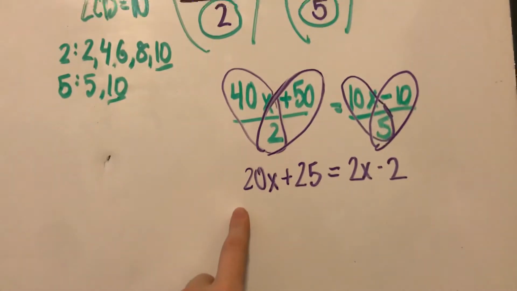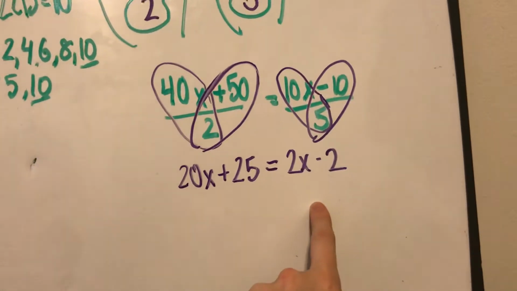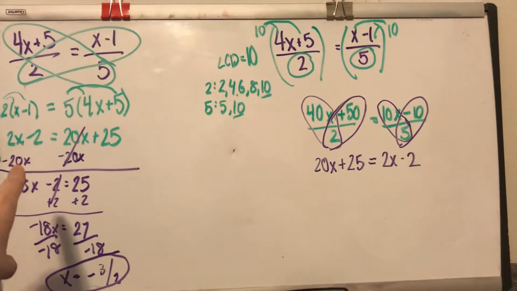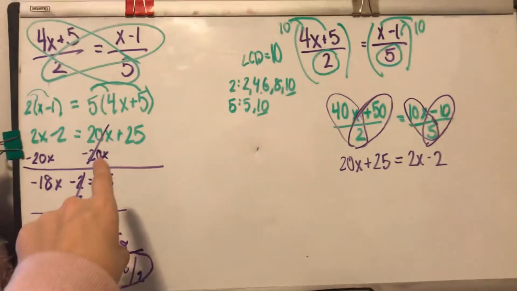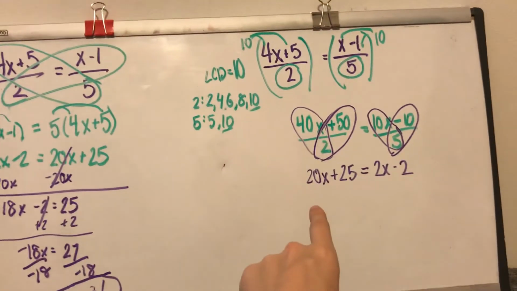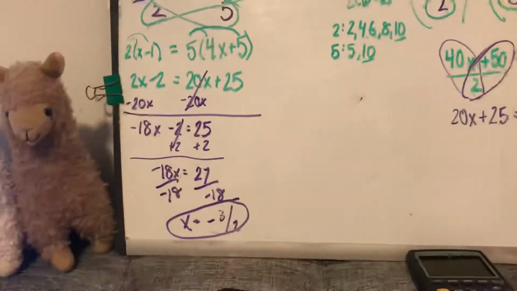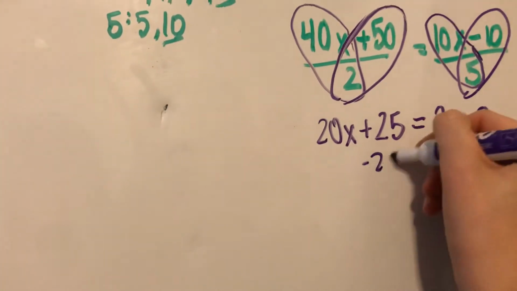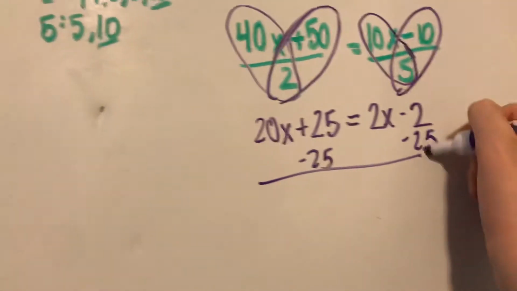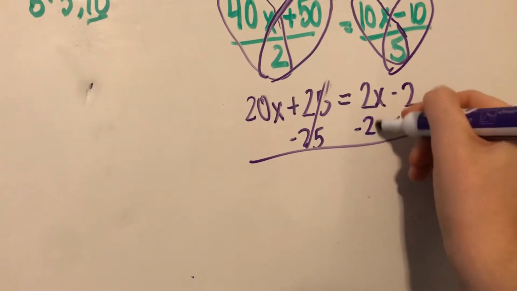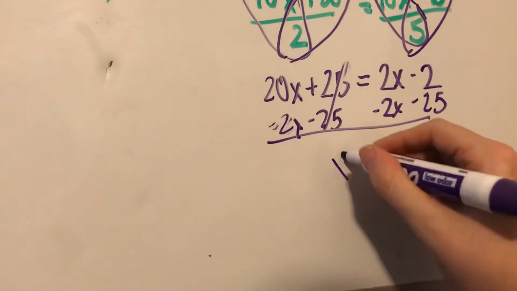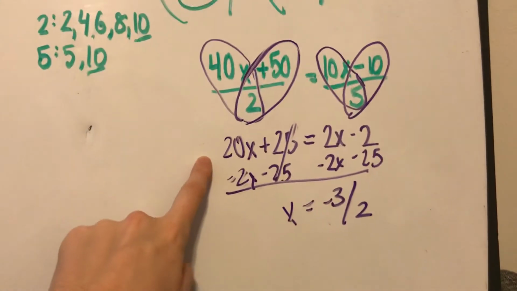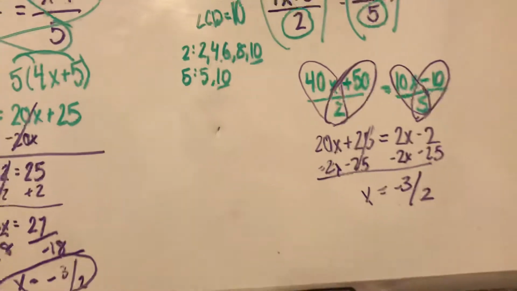Now look, I have 20x plus 25 equals 2x minus 2. Well, if you compare that to what we did on our do now over there, 2x minus 2, 20x plus 25, you're literally at the same exact step. And I know that when I solve this, when I bring this 25 over, and then when I subtract this 2x, my final answer is going to give me 3 over 2, because I have the same exact equation that I had there.